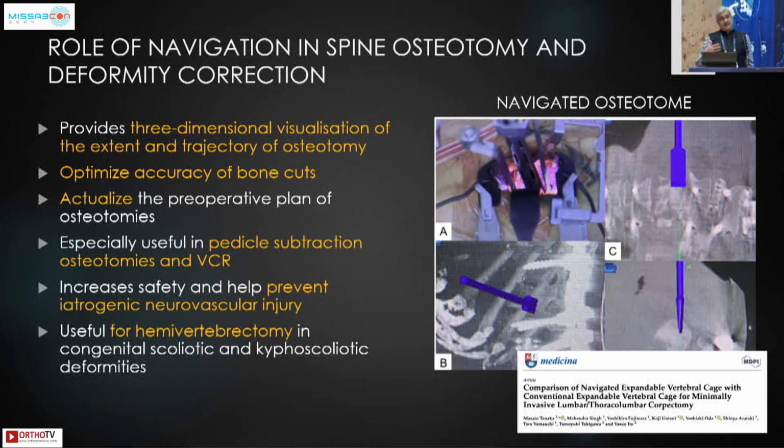Now coming to the complex surgeries where we do spinal osteotomy and deformity correction, it again gives us a three-dimensional visualization of the extent and trajectory of the osteotomy, which optimizes the accuracy of the bone cuts. It actualizes the preoperative plan of the osteotomy. We can see where we are cutting, whether we are getting into the end plates, and how much correction we can achieve. It can be especially useful in pedicle subtraction osteotomies, vertebral column resections, and hemivertebrectomies in congenital scoliosis and kyphoscoliosis, as well as prevent iatrogenic neurovascular injury.